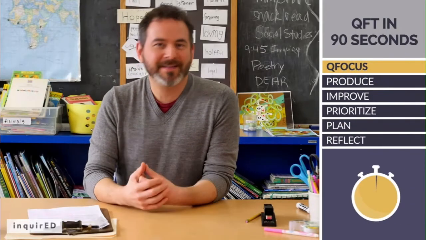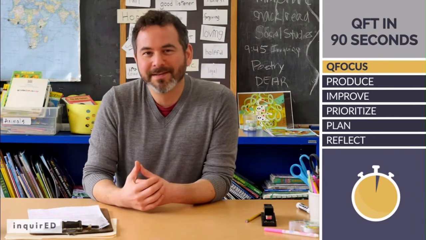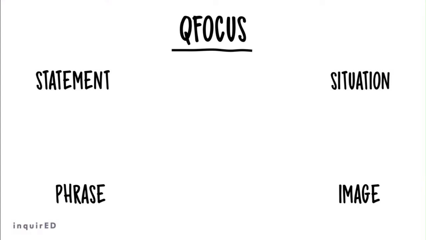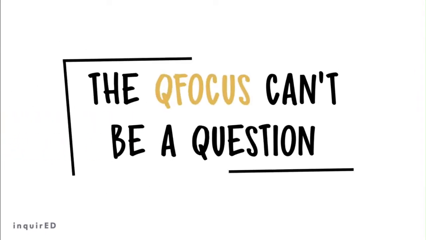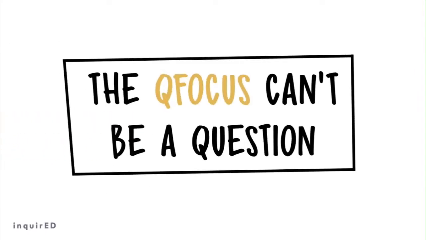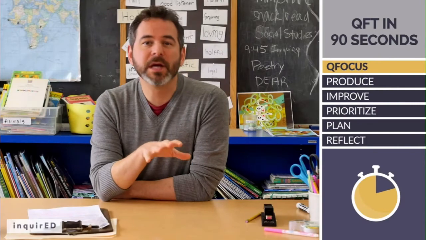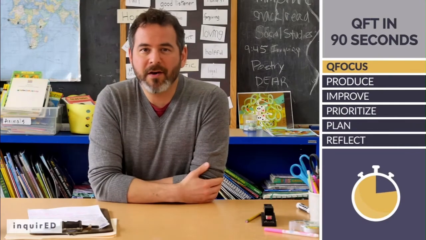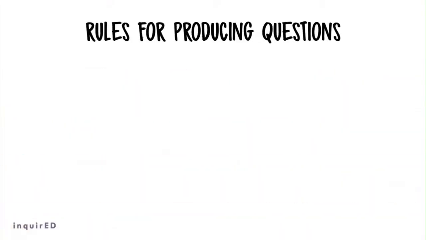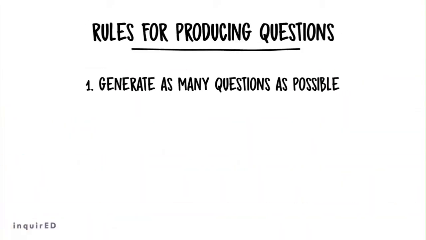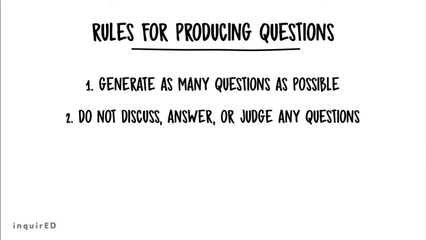The QFT starts with a Q focus, the spark that jumpstarts the production of questions. The Q focus can be a statement, image, phrase, or situation, as long as it is clear and interesting enough to activate curiosity. One hard and fast rule, though, the Q focus can't be a question. Before you start producing questions, pick someone to write down and number the questions as they come. Then review the rules. Rule number 1, generate as many questions as possible.